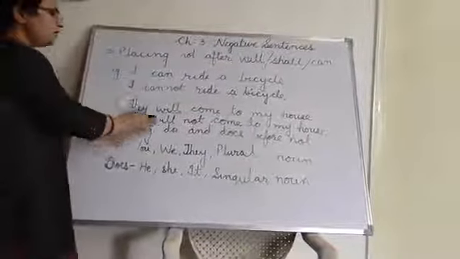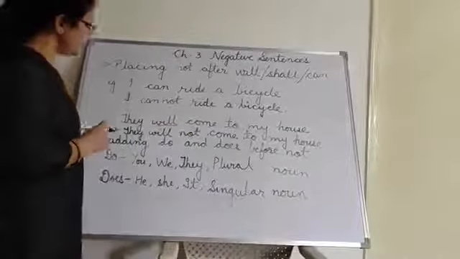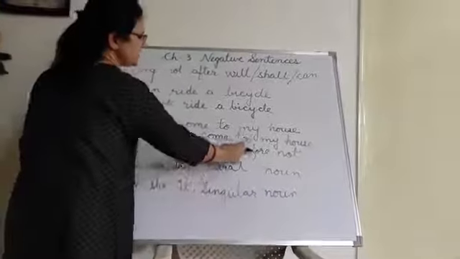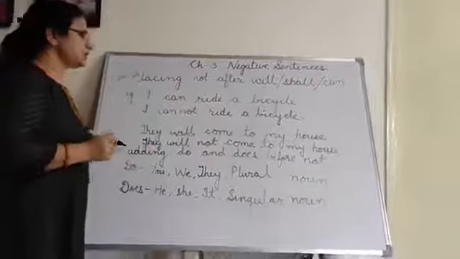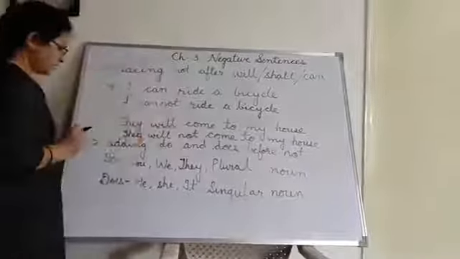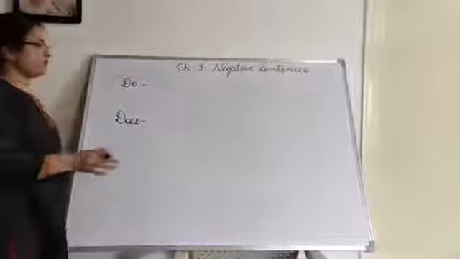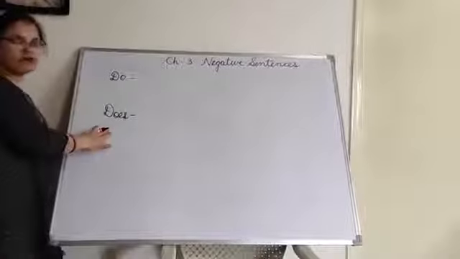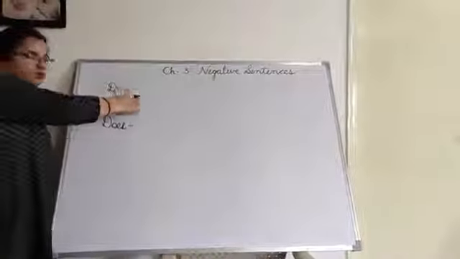Now, adding do and does. Also, you can change one positive sentence into a negative sentence. Now, where will you place this do and does? Before not. If you are going to change one positive sentence into a negative sentence, you have to place do and does before not. Now let's learn where to use do and where to use does. Now children, if these two words come in a sentence and you have to make it a negative sentence, not will be placed after do and does.